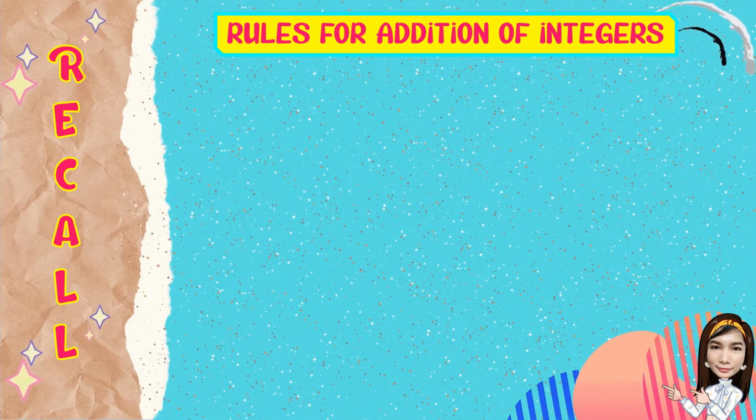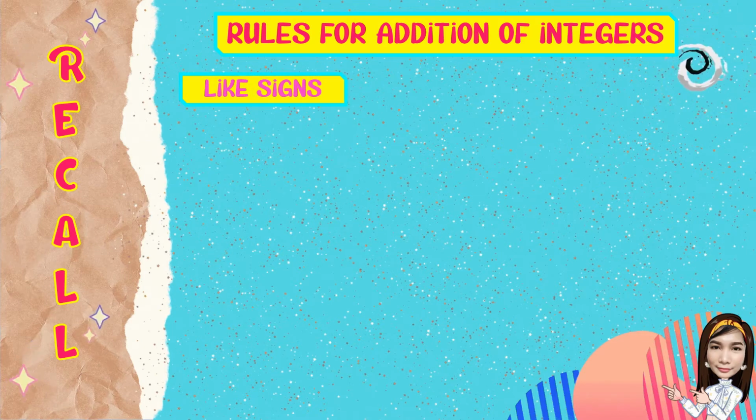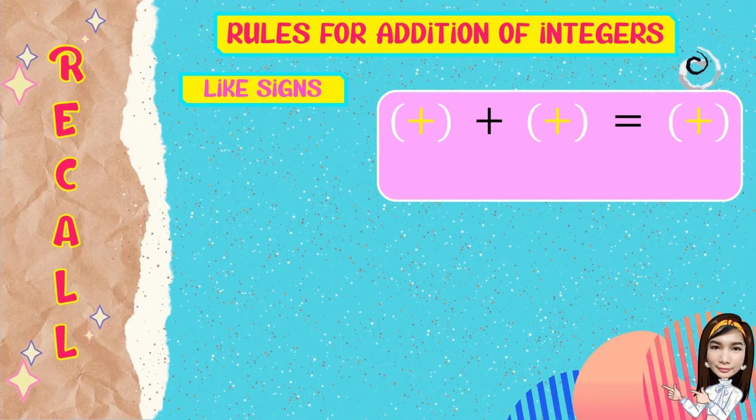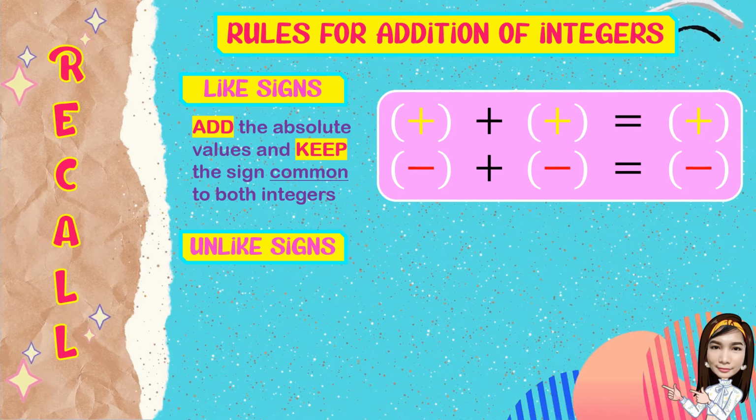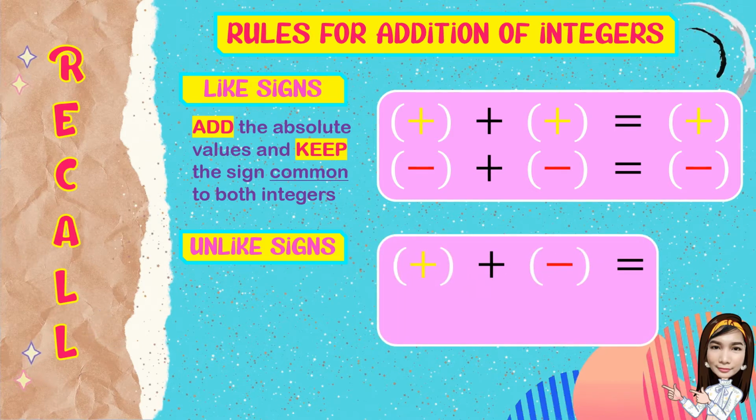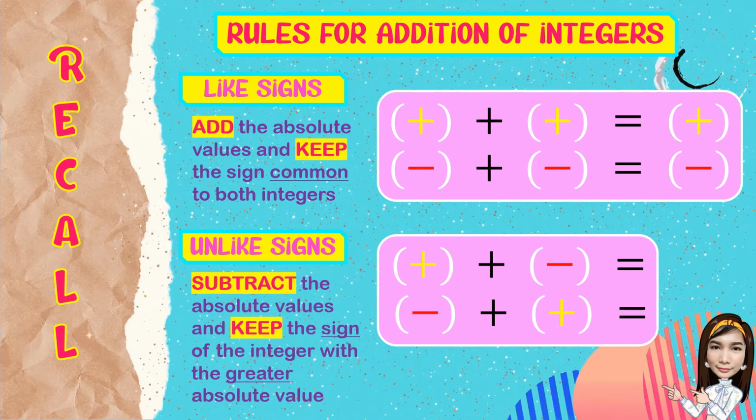So here, we need to recall the rules for addition of integers. Given like signs or same signs, we have positive plus positive equals positive, negative plus negative equals negative. So we add the absolute values and keep or copy the sign common to both integers. Next, we have the unlike signs or different signs. Given positive plus negative, or negative plus positive, we subtract the absolute values and keep or copy the sign of the integer with the greater absolute value.